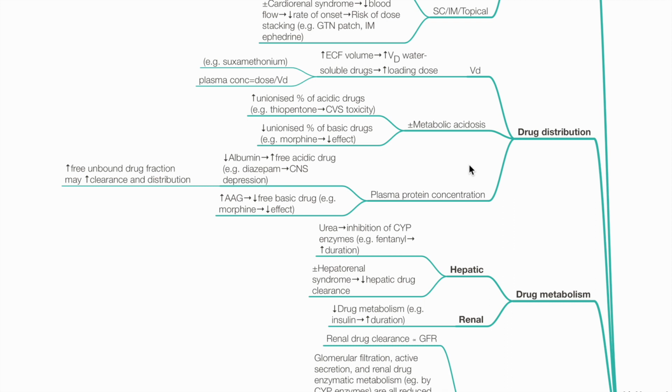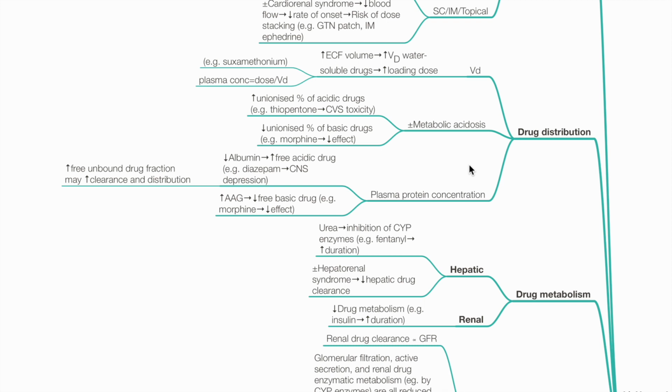If metabolic acidosis is present, this increases unionized fraction of acidic drugs such as thiopentone, leading to increased thiopentone effects. Metabolic acidosis reduces unionized fraction of basic drugs such as morphine, leading to reduced morphine effects.